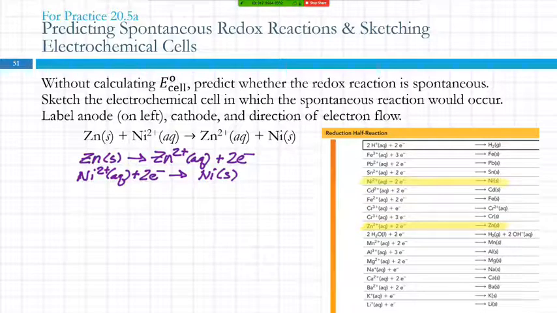So the spontaneous reaction would be the higher one going as written and the lower one going backwards. So is that what's happening here? Nickel plus 2 electrons, we want it that way, and here we want zinc going to zinc ion. This one's backwards, this one's forwards. That tells me this is spontaneous. Any questions?